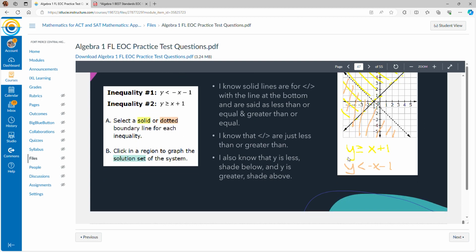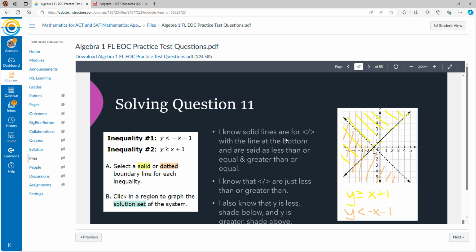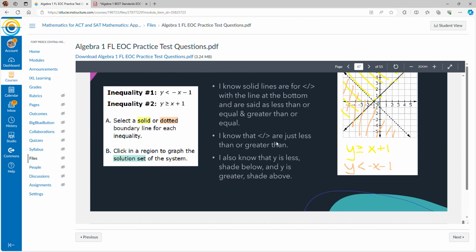I know solid lines are for less than or equal to or greater than or equal to. It took off my little lines down there. The little line should be underneath here. It doesn't carry over on my PDF with the line at the bottom. I know that less than, greater than are just less than or greater than. I also know that y is less, so shade below, and y is greater, shade above.